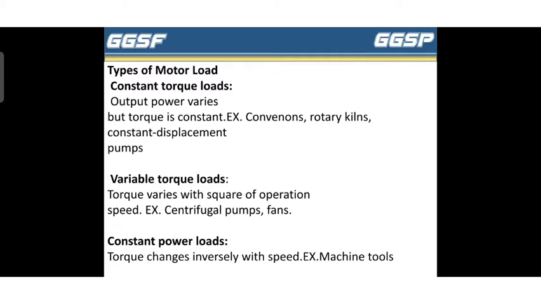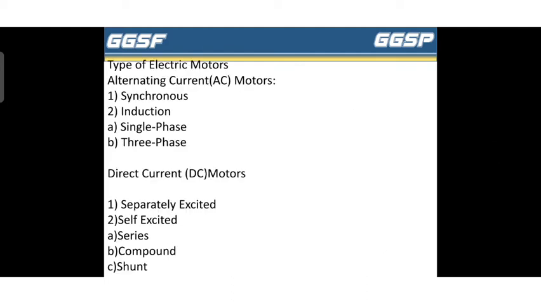Then we see the types of motor loads. Constant torque loads: output power varies, but torque is constant. For example, conveyors, rotary kilns, constant displacement pumps, etc. The second type of motor load is a variable torque load. Torque varies with the square of operating speed. For example, centrifugal pumps, fans, etc. The third type of motor load is a constant power load. Torque changes inversely with the speed. For example, machine tools.